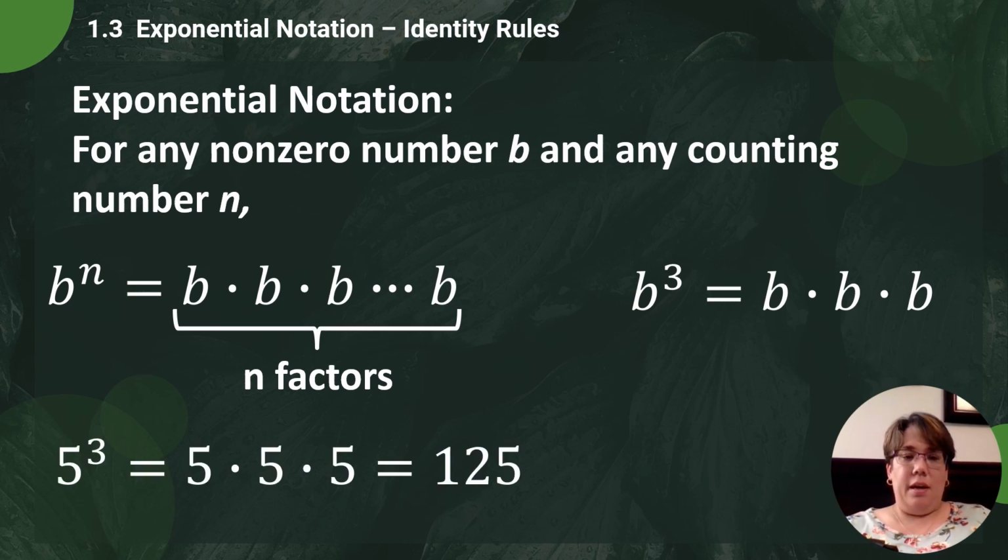Similarly, if you had 5 as your base to the third power, then you would have 5 times 5 times 5, which can be simplified to 125. Okay, so now let's look at a few identity rules.